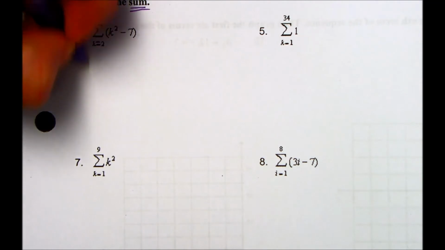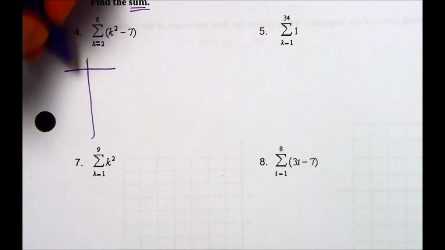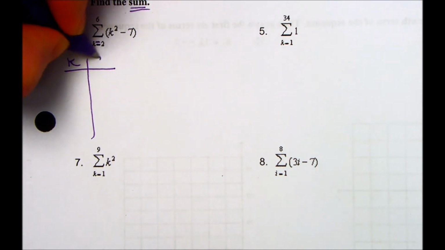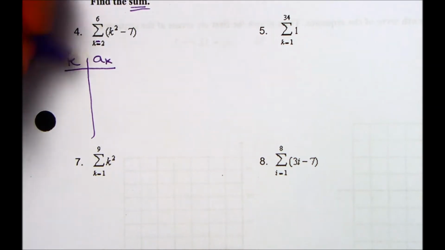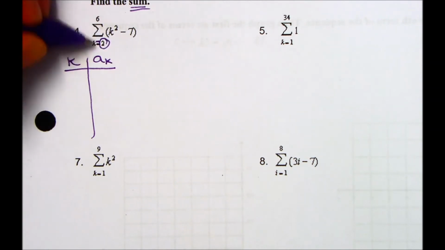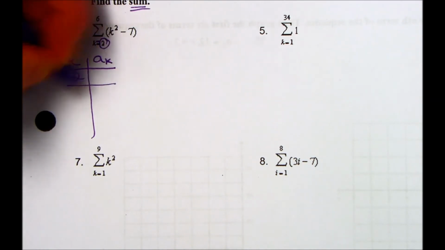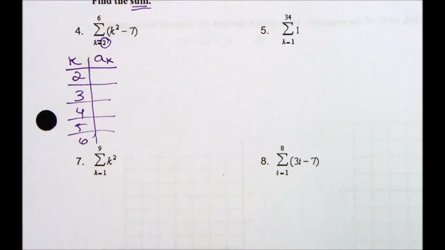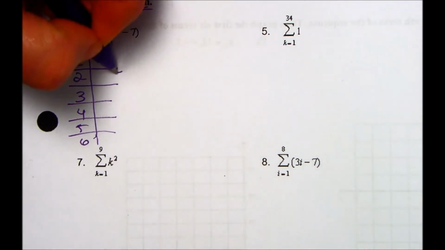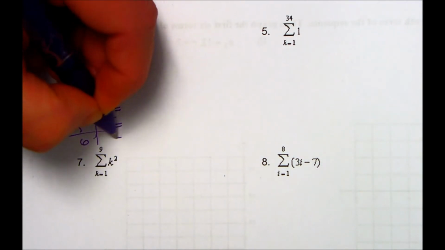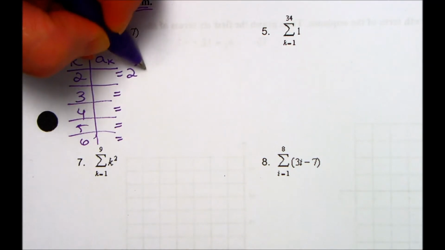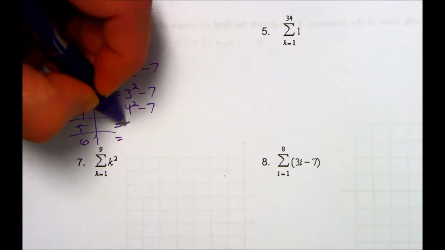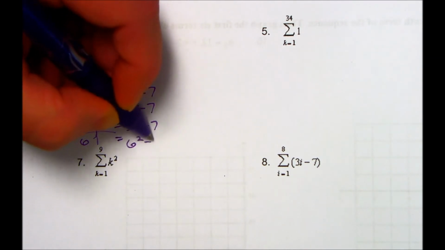So I'm going to make a table again. k is my input, and then a sub k is going to be my output. But I'm going to start with 2. That's your lower limit. So plug in 2, 3, 4, 5, and 6. I'll show my work on the right. So 2 squared minus 7, then 3 squared minus 7, 4 squared minus 7, 5 squared minus 7, and 6 squared minus 7.